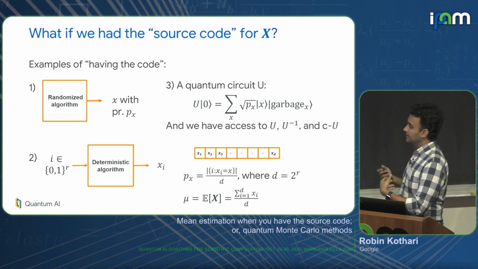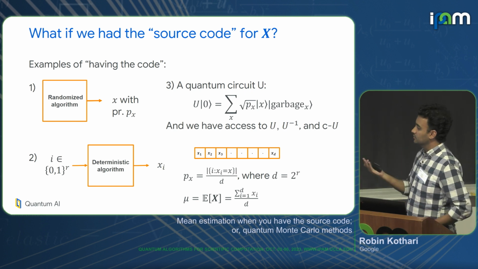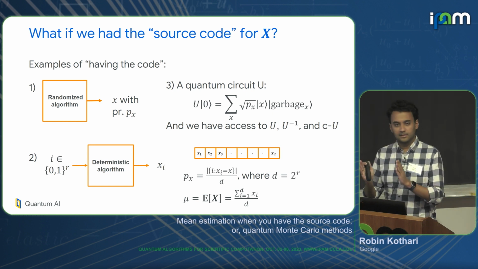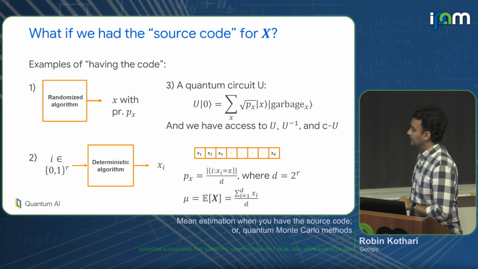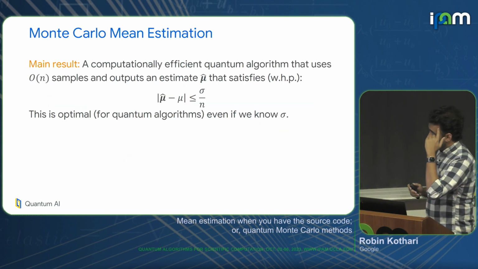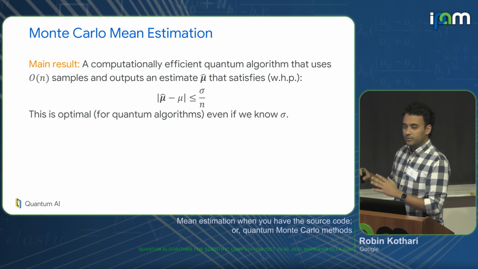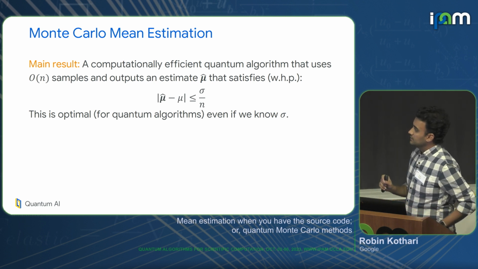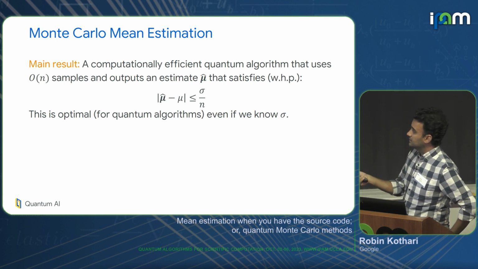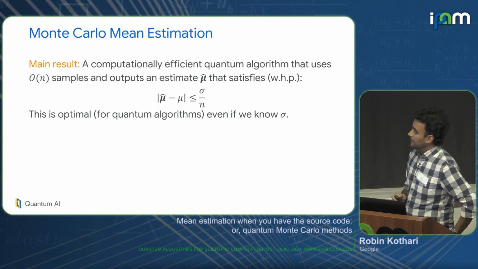And so what is the question? How many queries do we need to make quantumly to achieve the same error guarantees as before? So again, we want to estimate the mean as well as possible. And our result is the following. We show that we have a computationally efficient quantum algorithm, which means the total number of gates that we use is also efficient, that uses only order n calls to this black box, and it outputs an estimate that satisfies this guarantee.